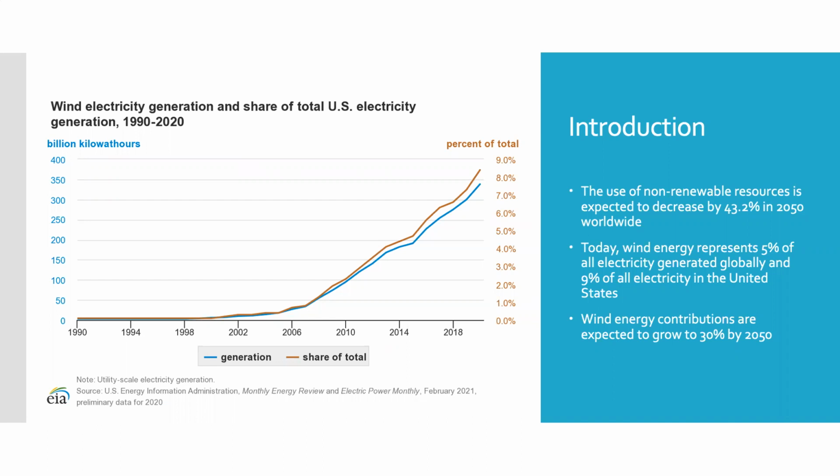And looking at the specific projections for renewable energy by 2050, the total amount of renewable energy power from sources such as wind, solar, geothermal, and hydropower should actually increase by 551.7% by 2050. And the specific wind energy contributions are expected to grow by 30% in 2050.